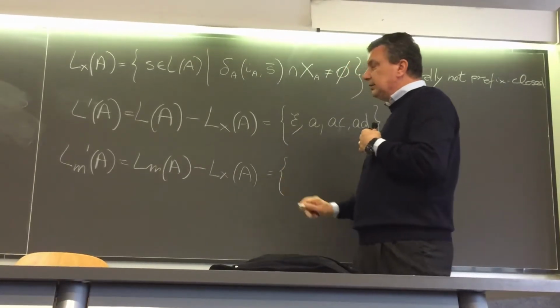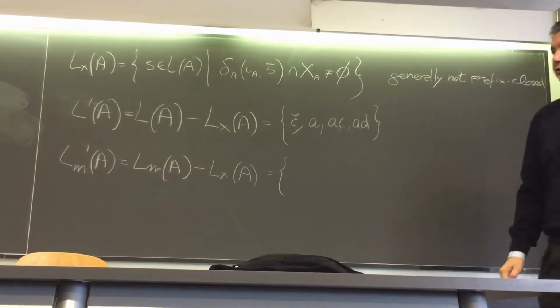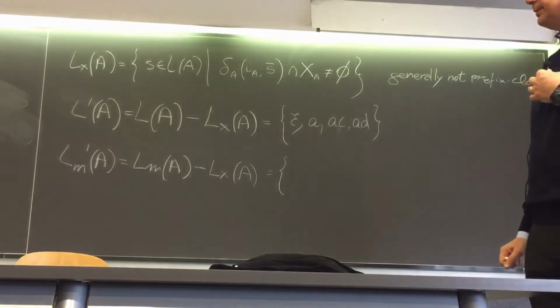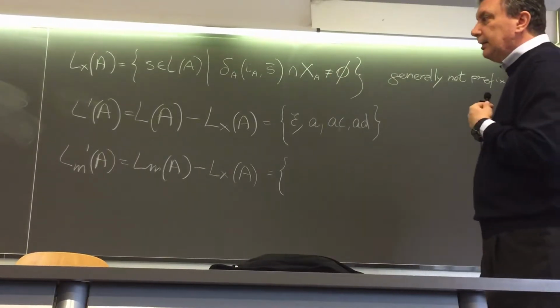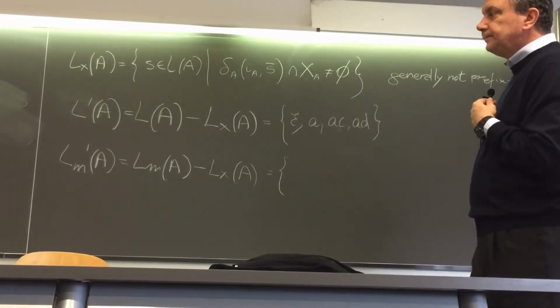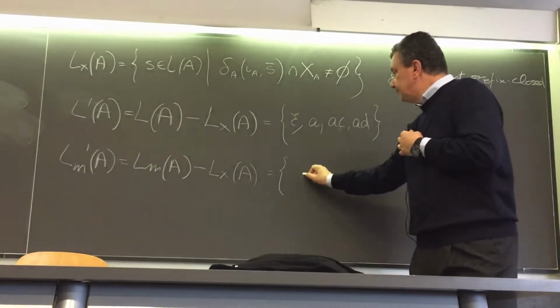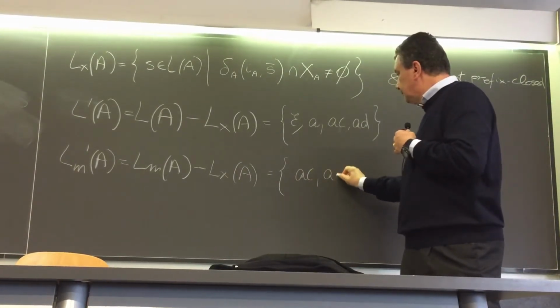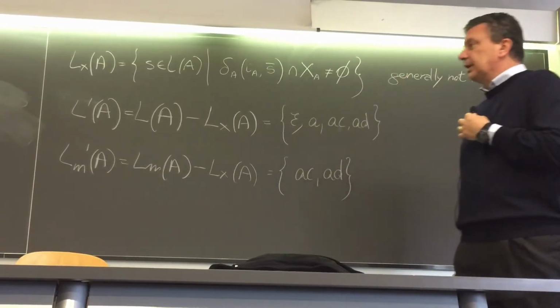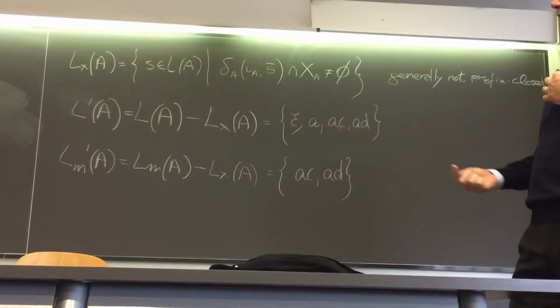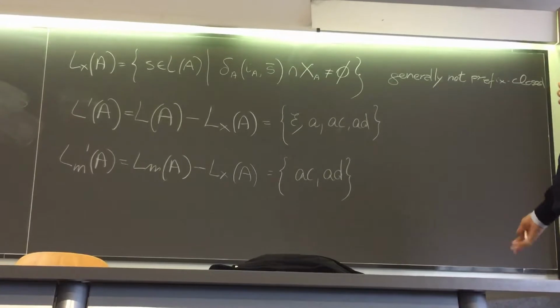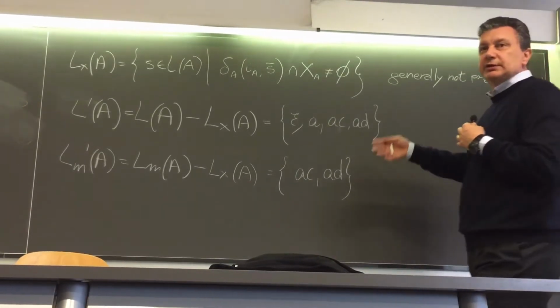Finally, we compute the marked prime language, which is the difference between the marked language and this one. So, AC. So I should remove from LM, the marked language, the elements of LX, if I can find them. And this is not prefix closed, as expected also.